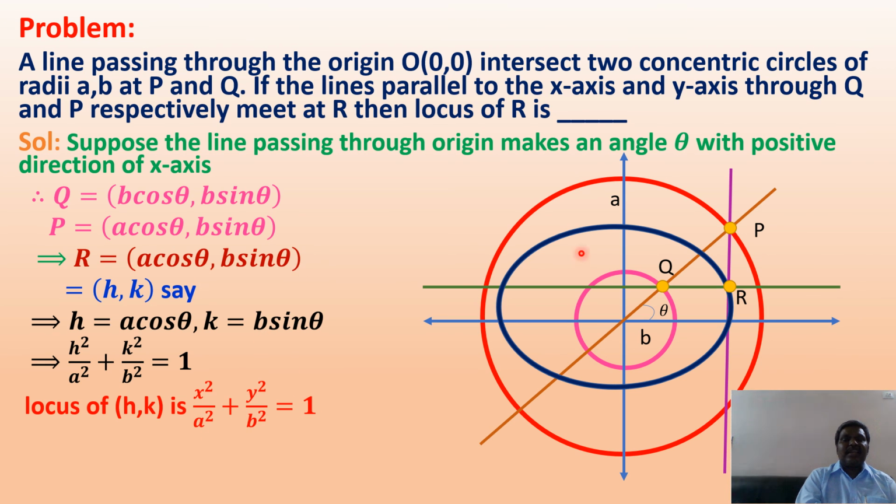On a vertical line, the x coordinate is fixed. On a horizontal line, the y coordinate is fixed. This is a simple technique. So the coordinates of R are taken by clubbing the x coordinate of P and the y coordinate of Q. Therefore, R is equal to a cos theta comma b sin theta, the x coordinate of P and the y coordinate of Q, clubbing each other. Understand? After getting R, it is very easy to eliminate theta. So the locus of H comma K is an ellipse, x square by a square plus y square by b square is equal to 1. Okay? Thank you.